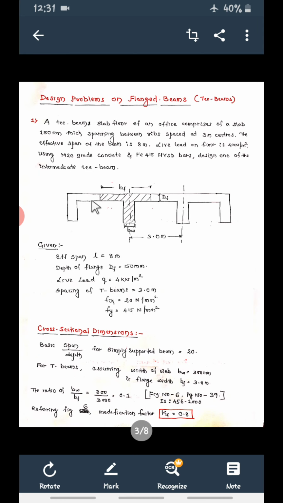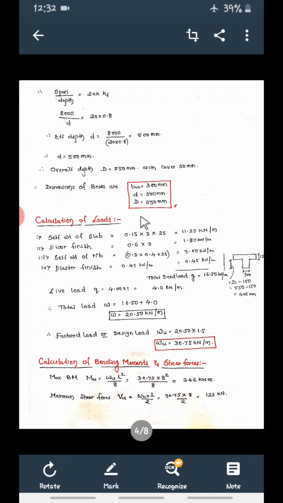Now see, this slab load we have to consider. So what is the thickness? It is 150, meaning 0.15, into 3 meter. BF is 3 meter. 0.15 into 3 meter into 25. So 25 is what? It is the density of RCC. So this will give self weight of the slab, that is 11.25 kilonewton per meter.